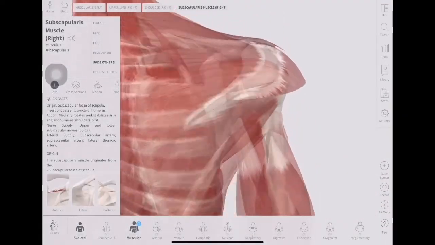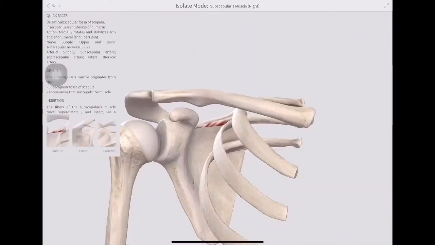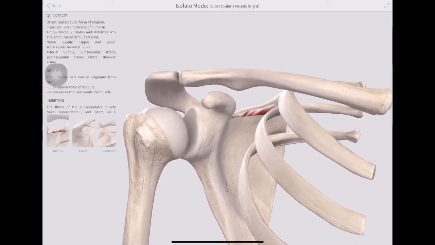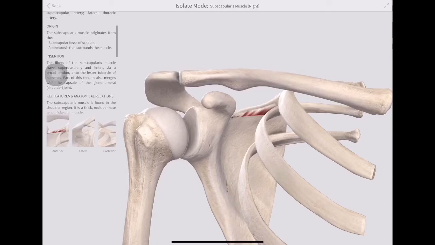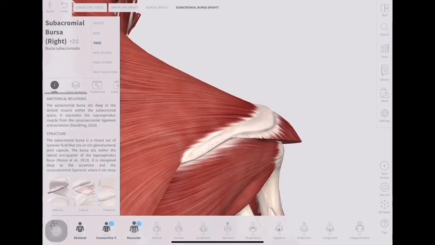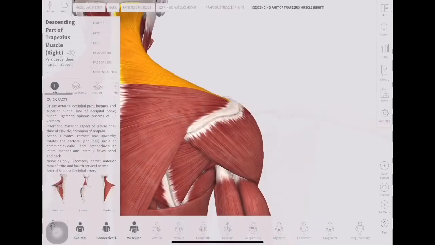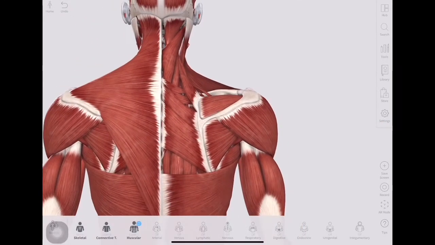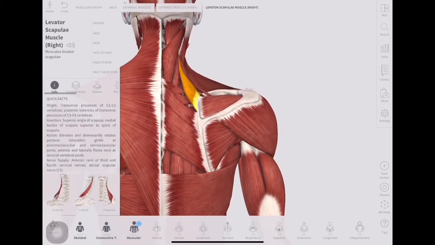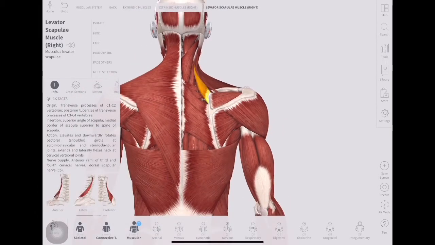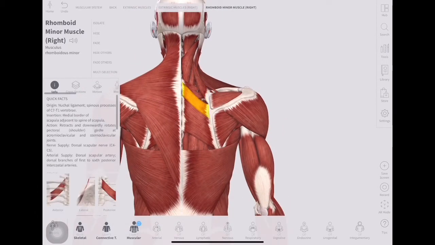Now, to better appreciate the subscapularis muscle, we'll be isolating it. This axioscapular group of muscles will be responsible for the retraction and downward rotation of your pectoral girdle. These muscles include your levator scapulae and your rhomboid muscles.